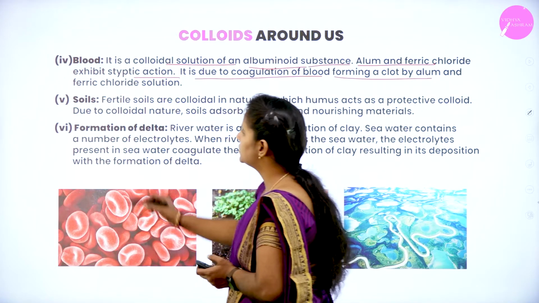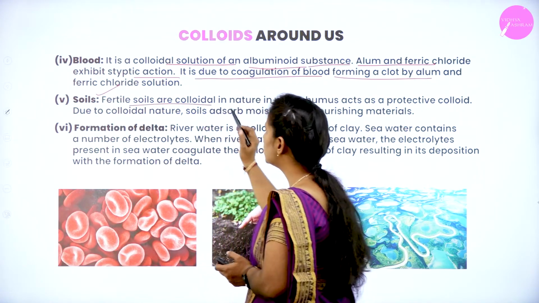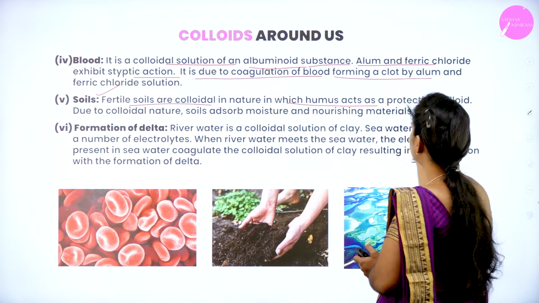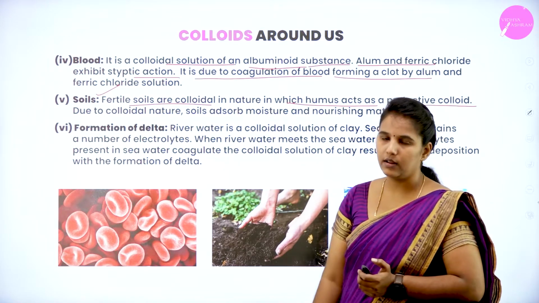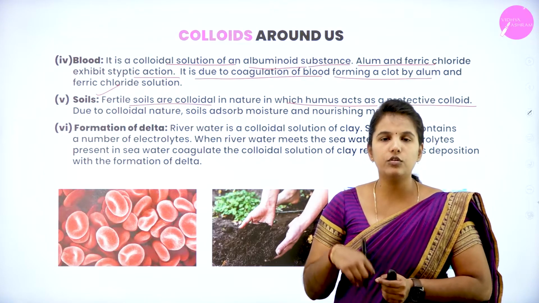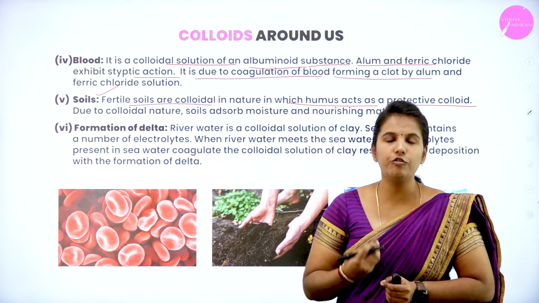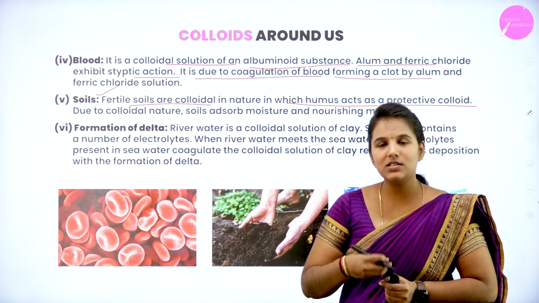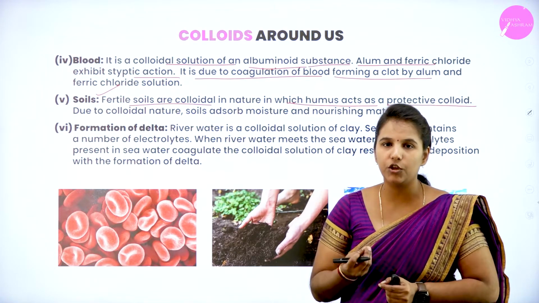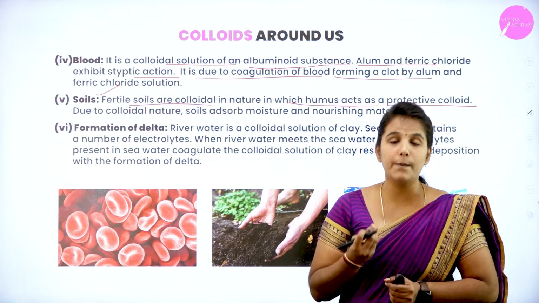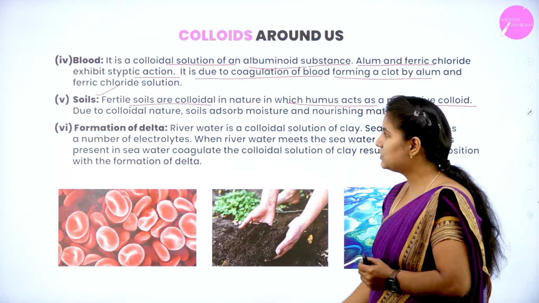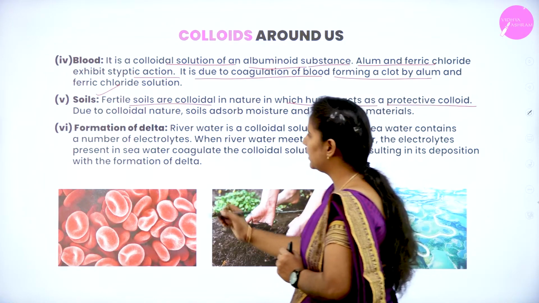Next is soil. Fertile soils are colloidal in nature, consisting of humus which acts like a protective colloid. We all know that soil is very important for human life to grow innumerable crops. Is it right? And the soil itself acts as a colloid in nature because it consists of humus, which acts like a protective layer to the soil. Okay.